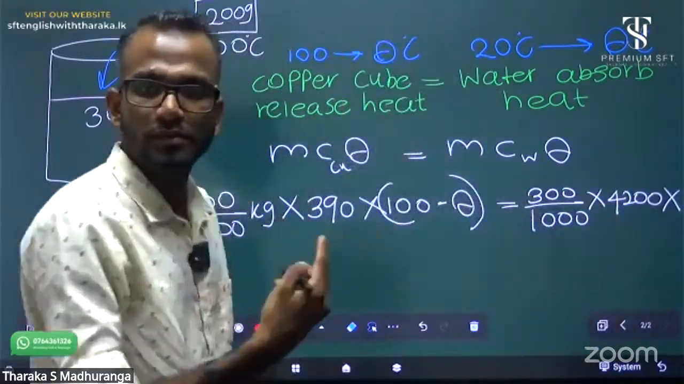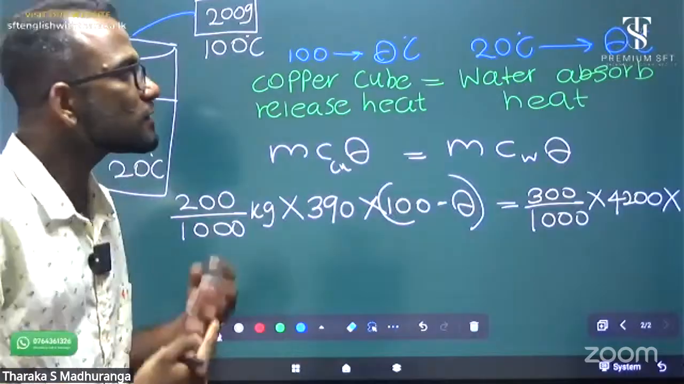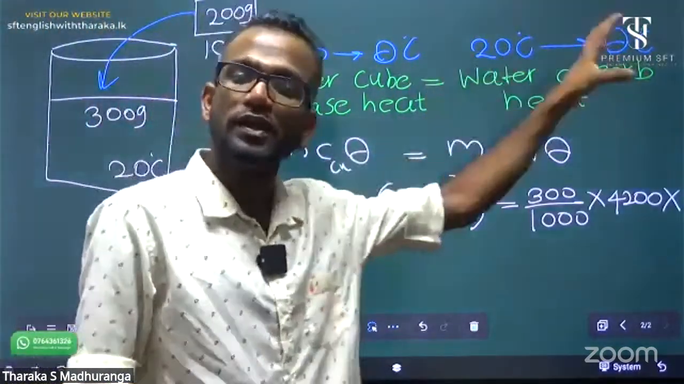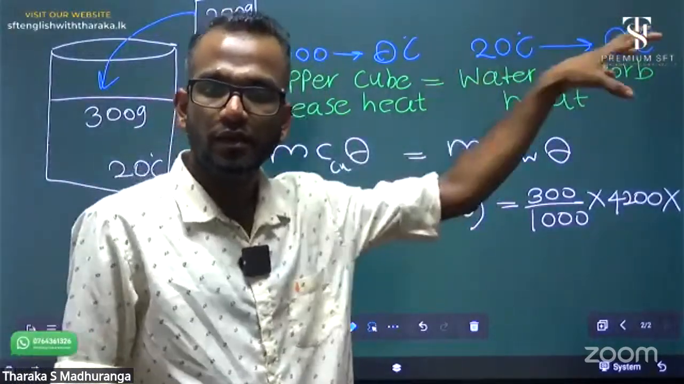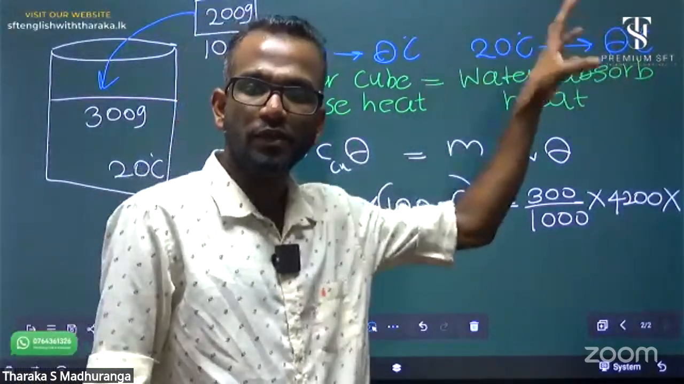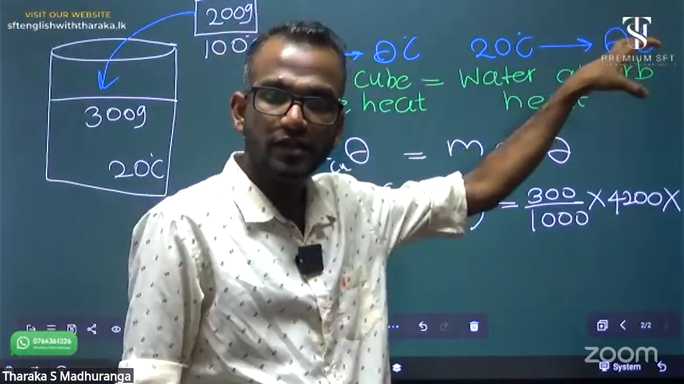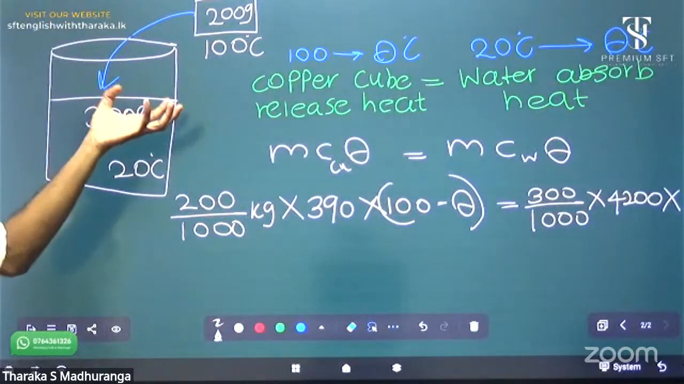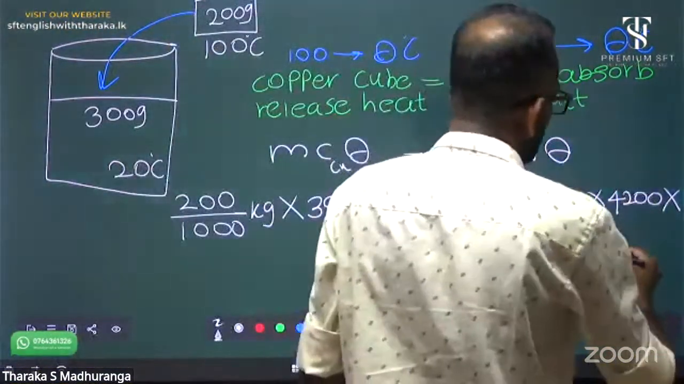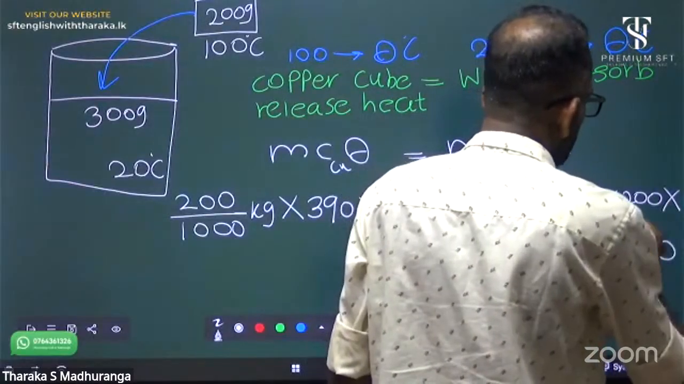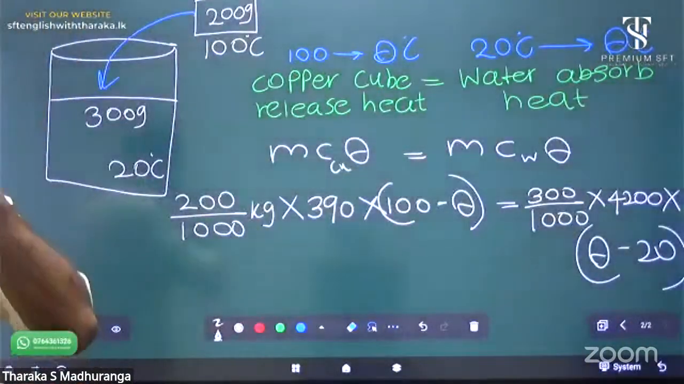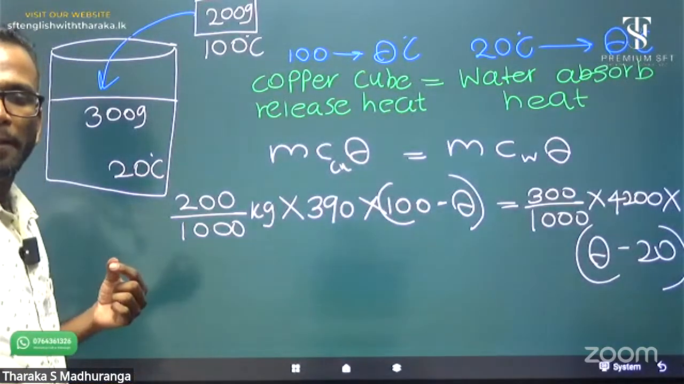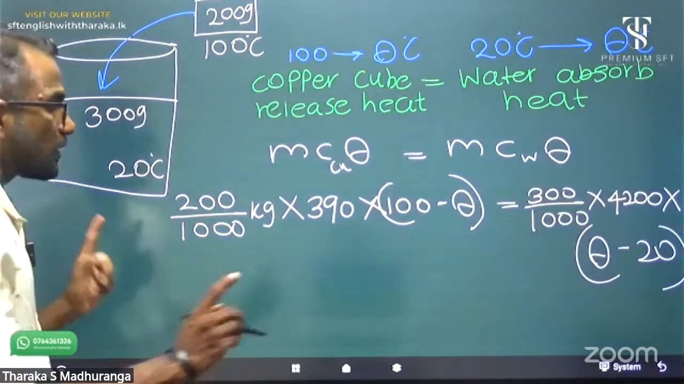Temperature difference now. Nabil, now what is the temperature difference? Theta or 20, which is the greater value? Theta, yes, because the water temperature is increasing and reaching the theta value. Therefore, theta is greater than 20, and theta minus 20 is the temperature difference. Okay, Nabil? Understand, right? Very simple.